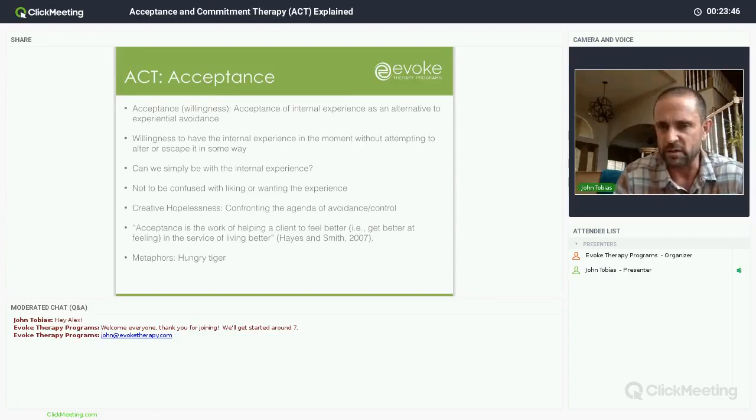And the first core process that I want to talk about is acceptance. And one of the things that I really like about the model, one of the many, many things I like about the model, is that with clients, we can start really with any of the 6 core processes. But I would say most often, traditionally, therapists start with acceptance. So acceptance, another synonym that I use for acceptance is willingness. And this is the idea of an acceptance of internal experience as an alternative to experiential avoidance.